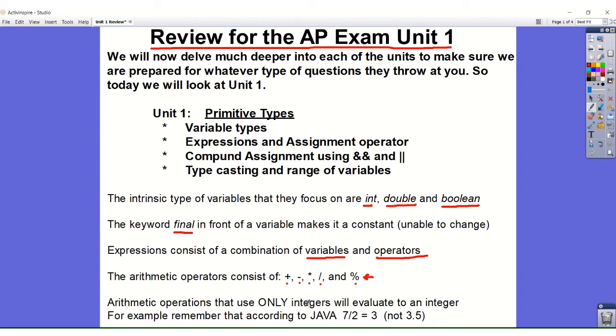So your arithmetic operations that use only integers to evaluate will evaluate to becoming an integer. So remember, if Java sees, for example, an integer getting divided by an integer, it's going to give you an integer answer. This is one of the things they almost always test on. So for example, 7 divided by 2 in Java is going to be 3, not 3.5, which is the correct answer. So any kind of decimals are going to get truncated here because Java sees 2 integers and thinks you're going to want an integer as an answer.